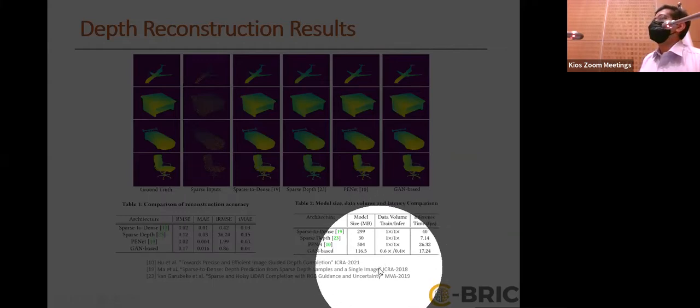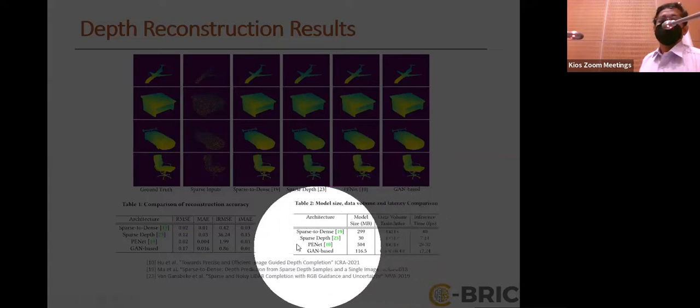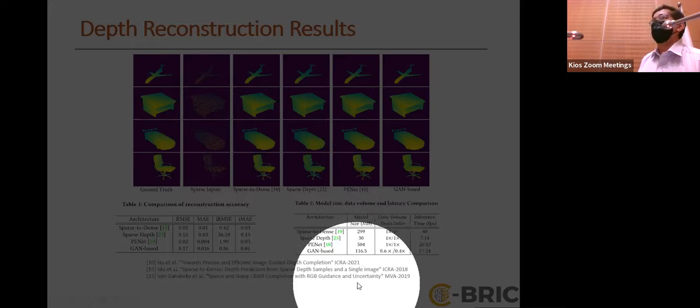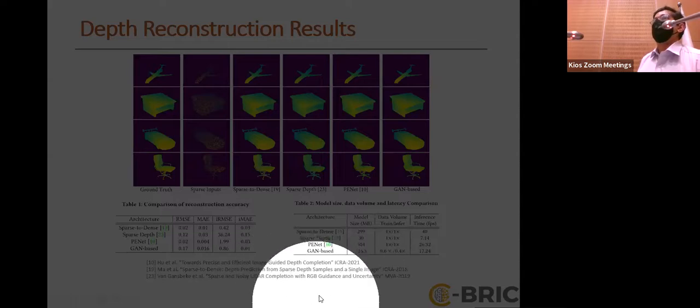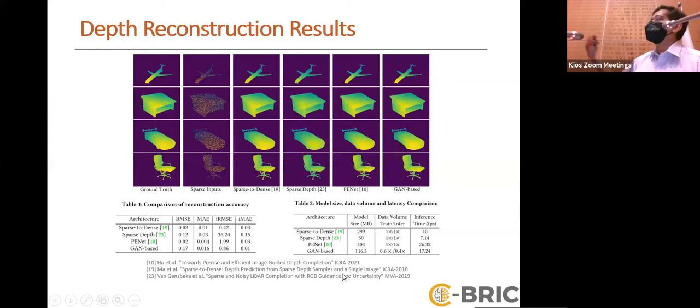And you can see, because of this aspect, the last row in this particular case, our data volume is significantly lower than any of the other techniques because we don't need to feed the high resolution RGB image. And more importantly, in scenarios where the RGB image is not available, like in dark light or overexposure, we can still estimate the depth very well.